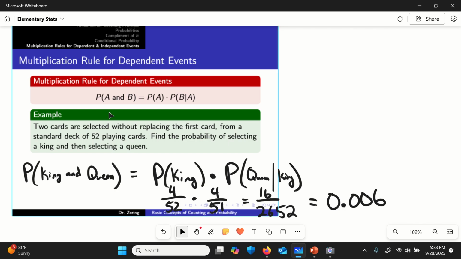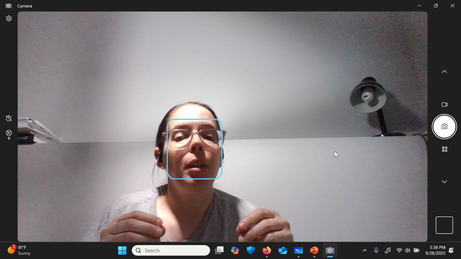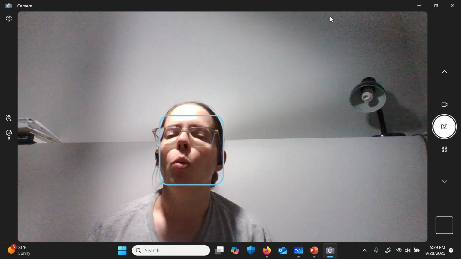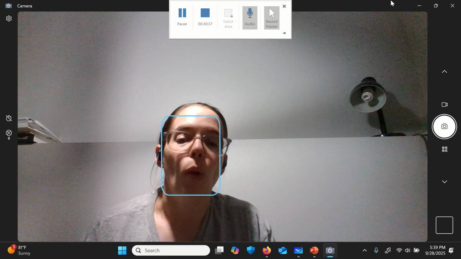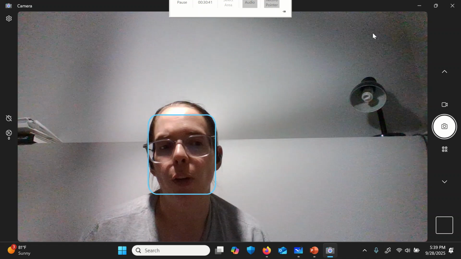Last thing I want to point out is that there is this word "and" between our events. We're looking for both events to happen. If the situation changes and you're asked "or", what's the probability you pick a queen or a king? It would be a different rule. We would use the addition rule rather than the multiplication rule. That is something that's going to come up in a separate video later on.